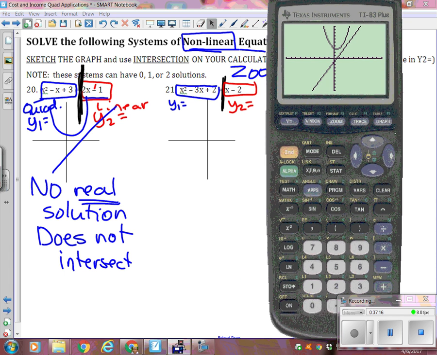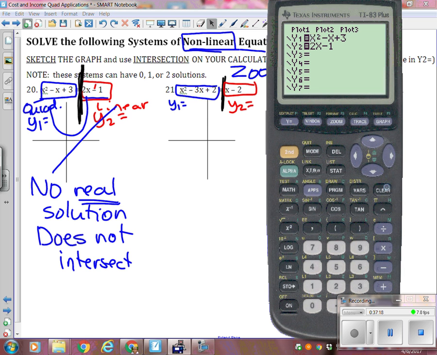So let's do this second one. We got our answer to the first one already, so clear that one and clear this one. X squared minus 3x plus 2. And I'm going to go to y2 and type in what? X subtract 2. Is everybody ready?